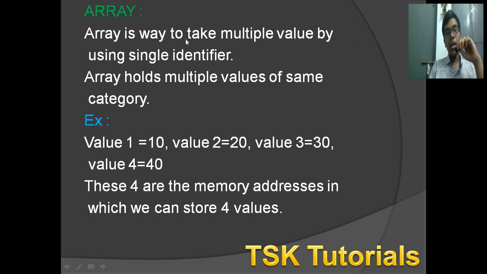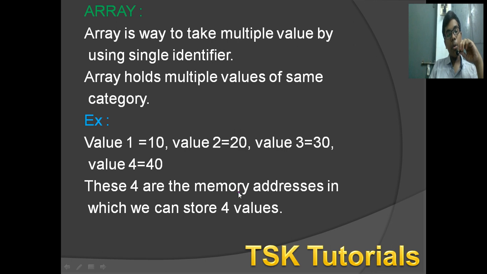Array is a way to take multiple values, meaning we are going to store multiple values. When we have to pick one of the values from the given values, then we use an array. An array holds multiple values of the same category. Let's see an example. The first value is 10, the second value is 20, the third value is 30, and the fourth value is 40.